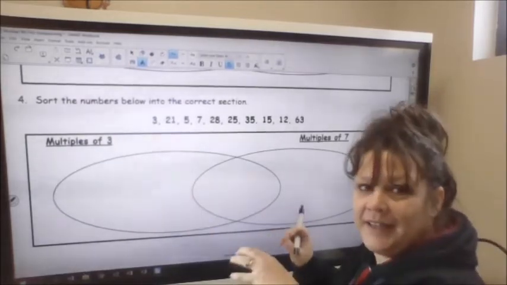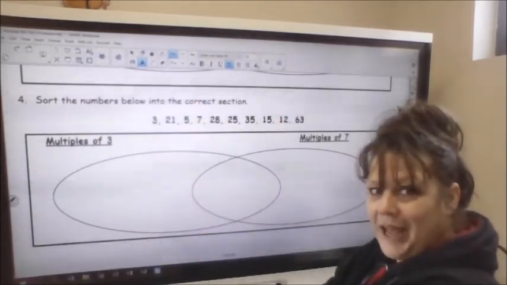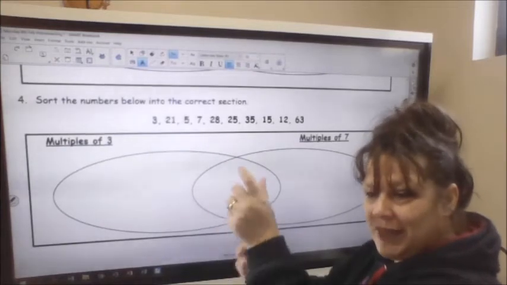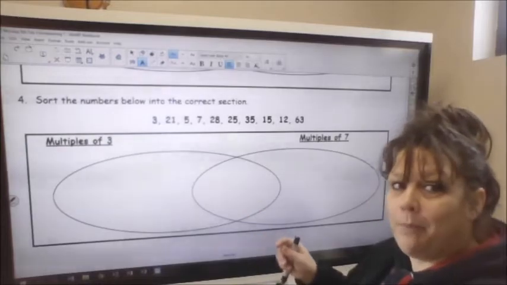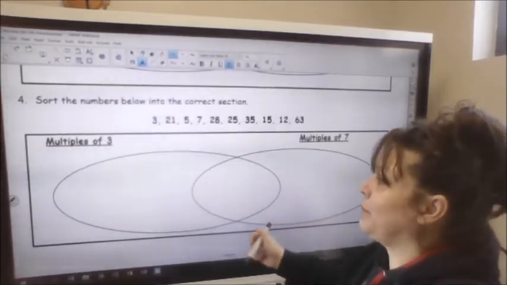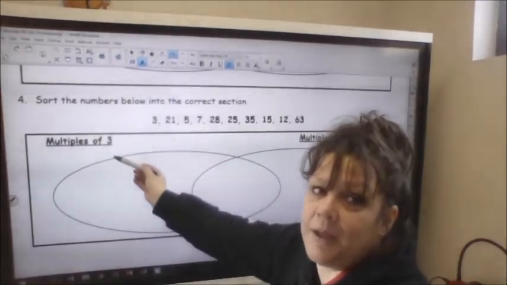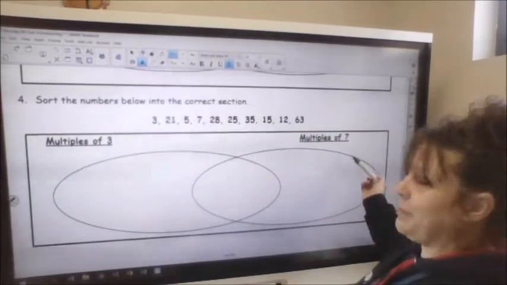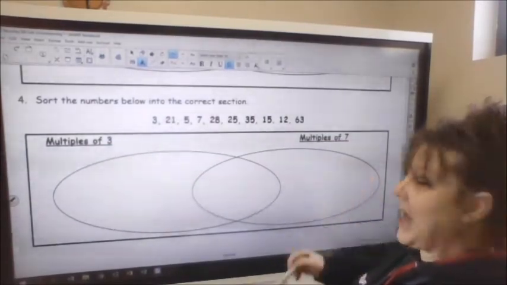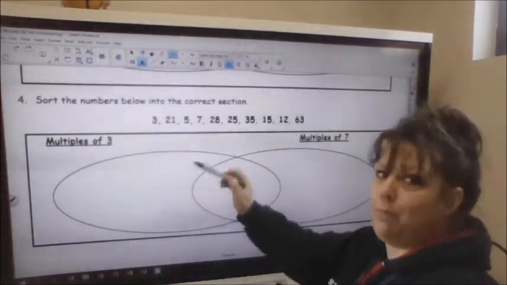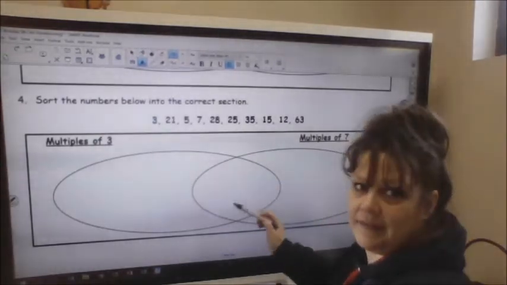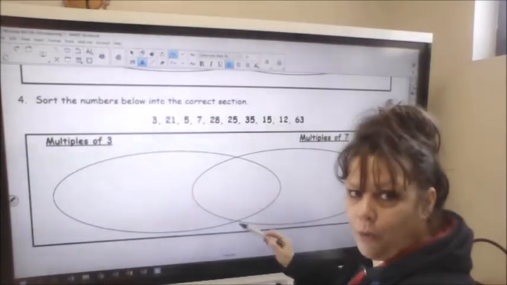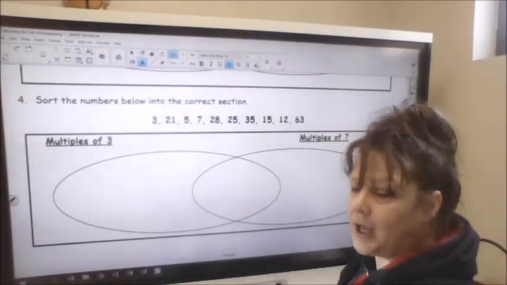So my advice is write the times tables down in your book next to one another, and then you can circle those ones that appear in both. You're looking for these common multiples. So multiples of 3 this time, multiples of 7, and any that appear in both of those times tables, you're going to put in the center here. These are common multiples, okay?